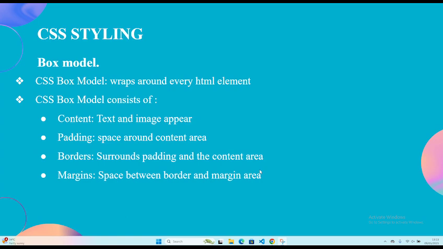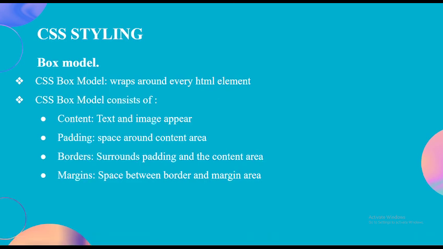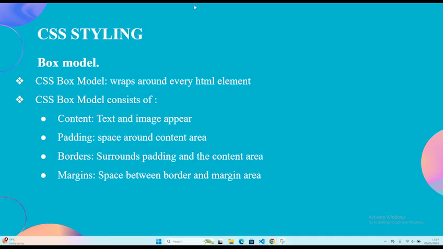So what is the box model? We are still under CSS styling. The CSS box model wraps around every HTML element. This is what will help you when you're doing responsive design to make your code responsive. And this CSS box model consists of content, the padding, the borders, and the margin.